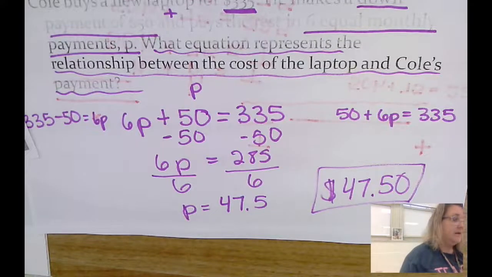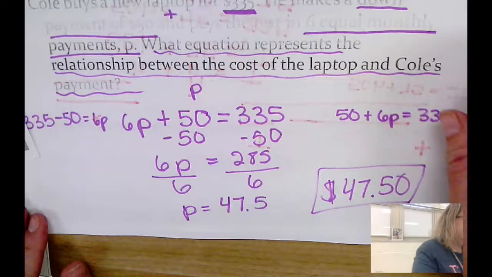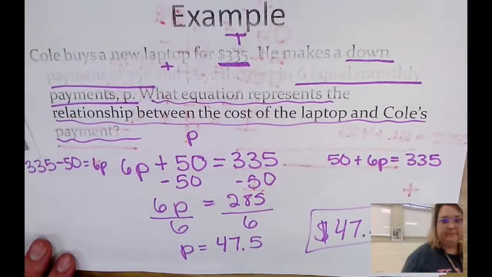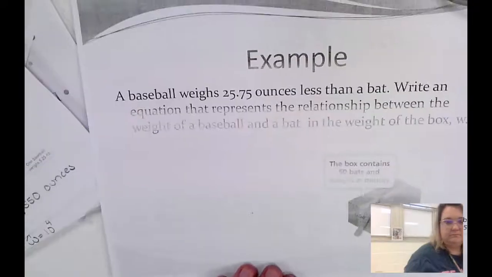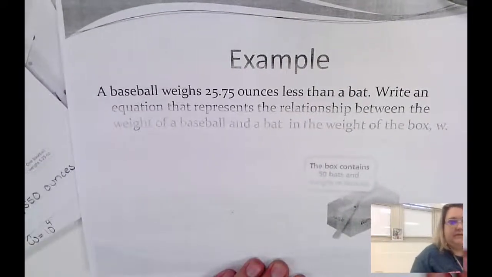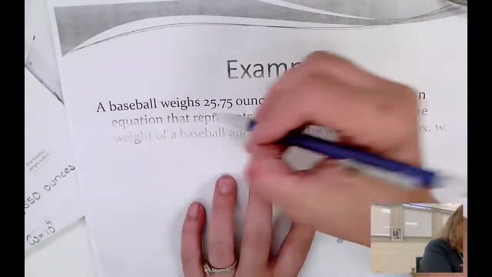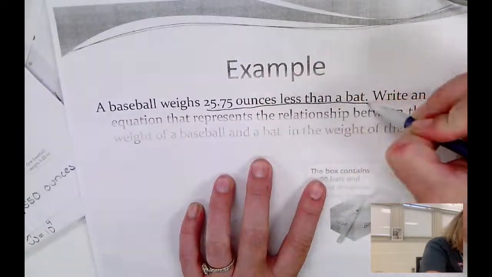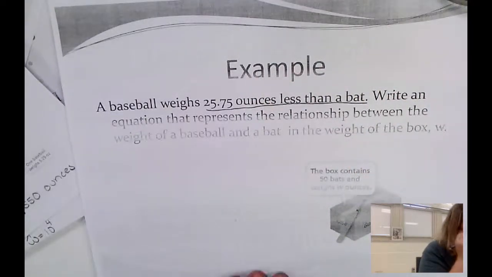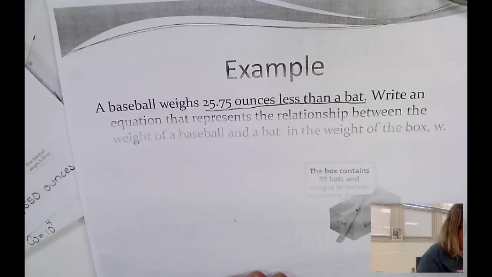All right, the next example. A baseball weighs 25.75 ounces less than a bat. If it's less than, then we're going to be subtracting. Write an equation that represents the relationship between the weight of a baseball and a bat and the weight of a box with W. Again, so our weight is W. We have 50 bats in our box, and our baseball weighs 5.25 ounces.